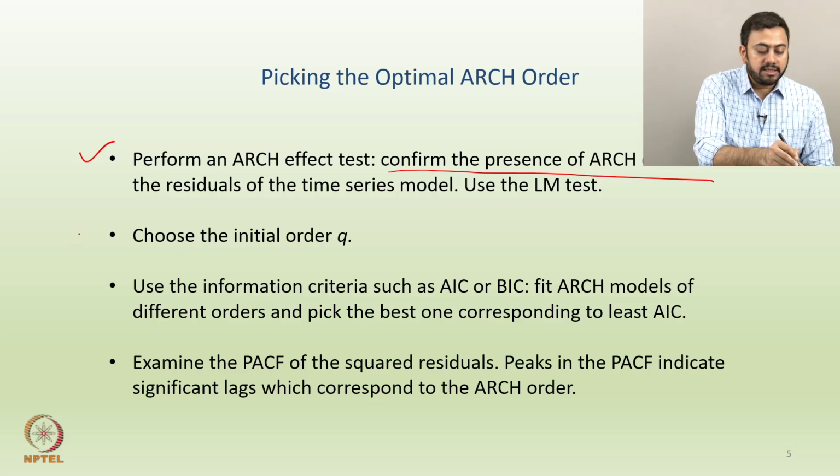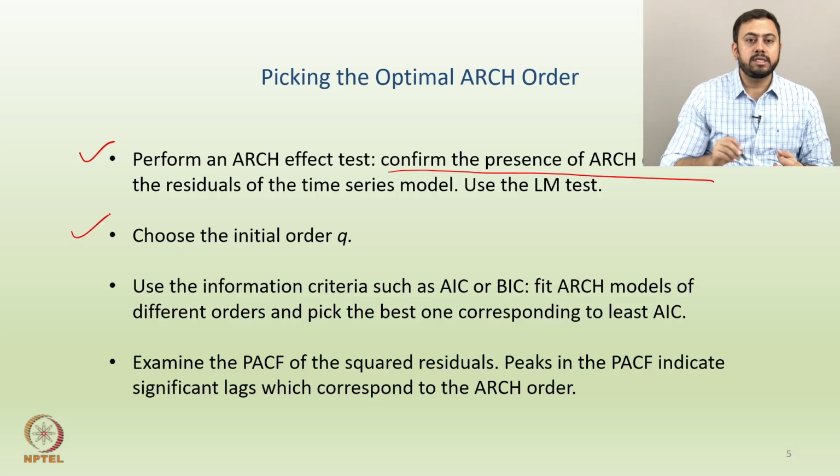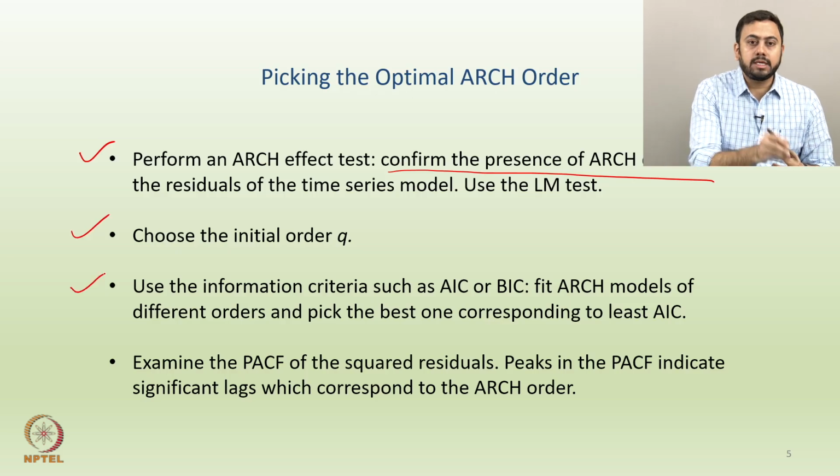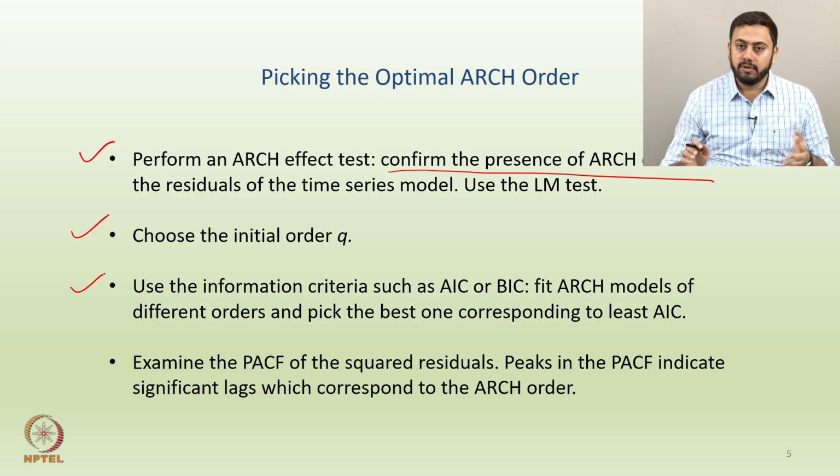Now, the next step is important. You have to always choose some initial order Q, and then use some information criteria. We have well studied some of the well known information criteria, let us say AIC or BIC. So, use one of these information criteria, fit ARCH models of different orders and pick the best one corresponding to the least AIC.